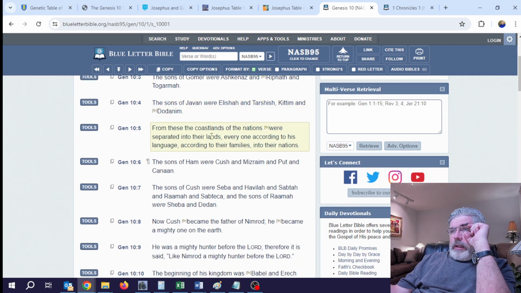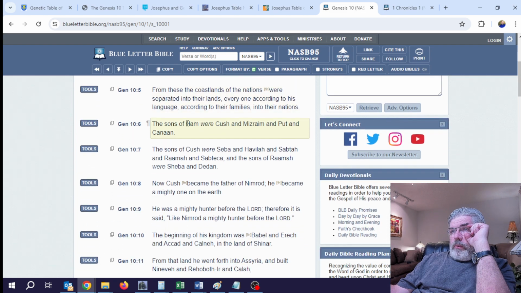Now, if we go to Ham, who were Ham's direct sons? Cush, Mitzrayim, Put, and Canaan. That's 4. So Ham has 4 sons. Now it tells us who Ham's grandsons were, because Cush is one of his sons, and then Cush has his own children, Seba, Havilah, etc. Right? But Ham only has 4 direct sons.